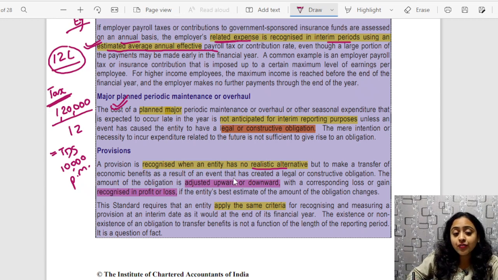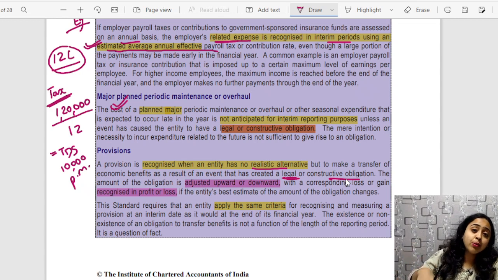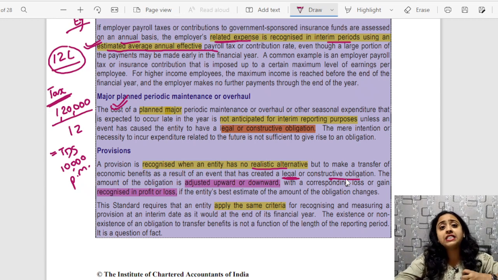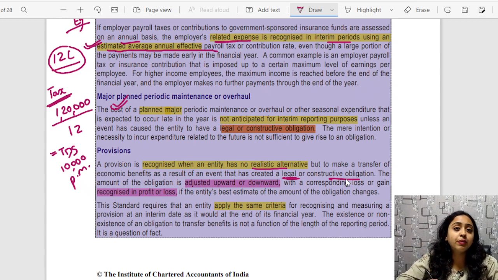Benefits as a result of an interim period that have created a legal or constructive obligation. You will make a provision only and only when a legal or constructive obligation is there. This means that there is a law, a statute, or a contract deal according to which there is no alternative to avoid it. Instead, you have to pay it. If such is the case, if there is a contractual obligation, then only will you record such a provision in that particular interim period. Okay, any upward and downward revision will be diverted to the P&L.